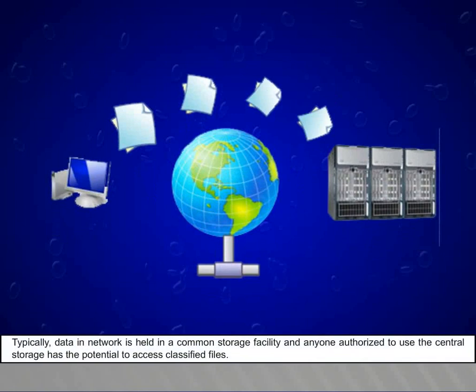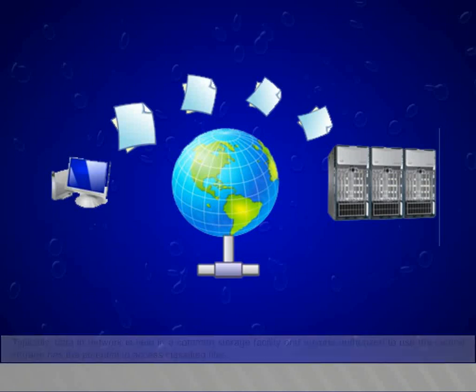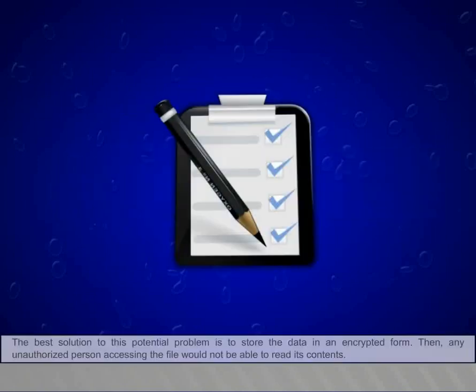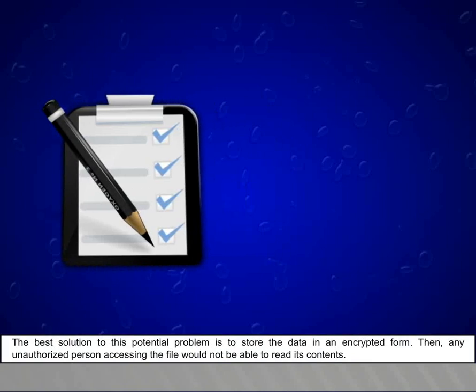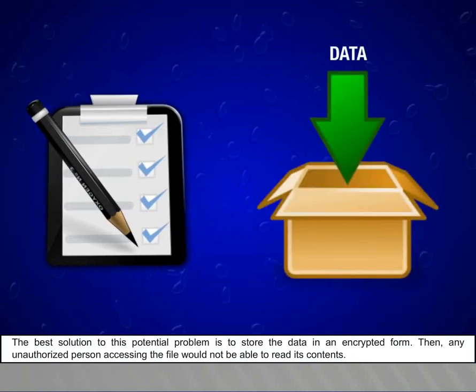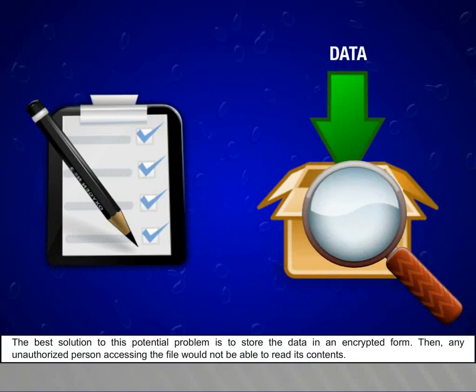Typically, data in a network is held in a common storage facility, and anyone authorized to use the central storage has the potential to access classified files. The best solution to this potential problem is to store the data in an encrypted form. Then, any unauthorized person accessing the file would not be able to read its contents.